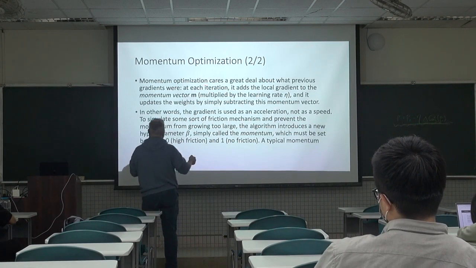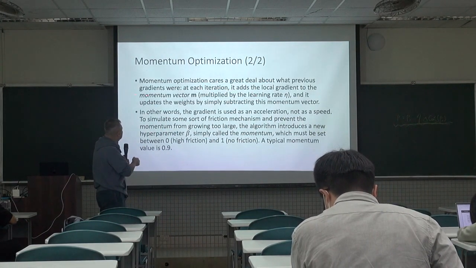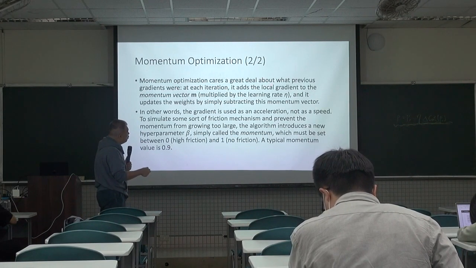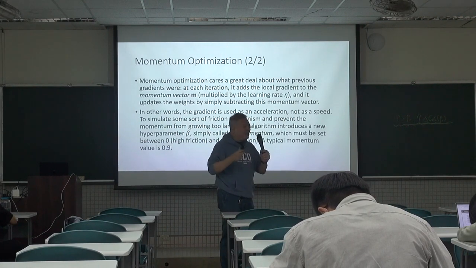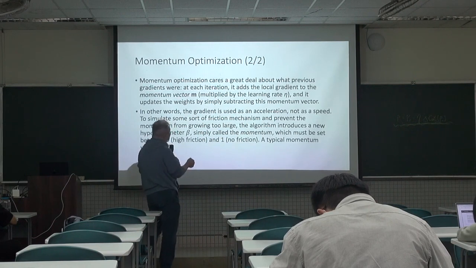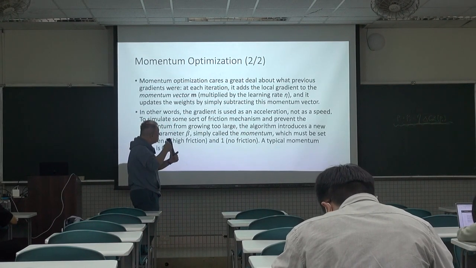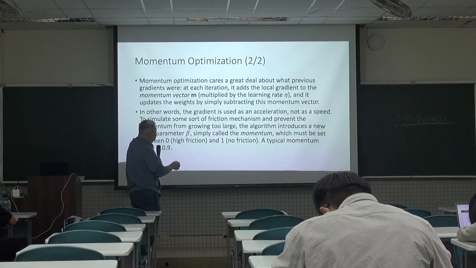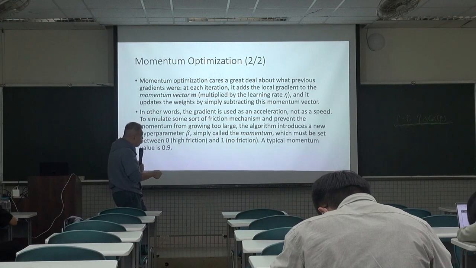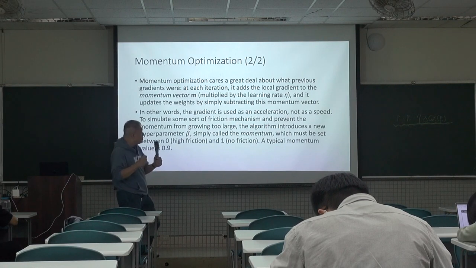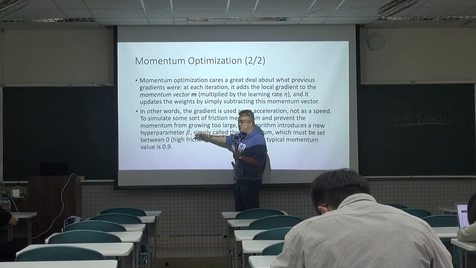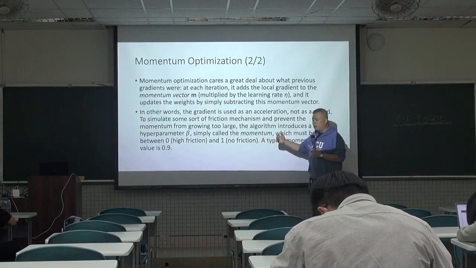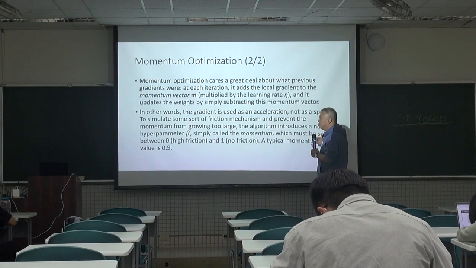So momentum optimization cares a great deal about the previous gradient. At each iteration, it adds the local gradient to the momentum vector. You can sort of treat this momentum vector as kind of accumulated speed. Of course, we need to multiply this by a learning rate, eta, otherwise it's going to go too fast. And it updates the weight by subtracting this momentum vector. We also need to incorporate the friction. We give a hyperparameter, beta, for that friction. We call it the momentum hyperparameter, which is normally set between 0 and 1.